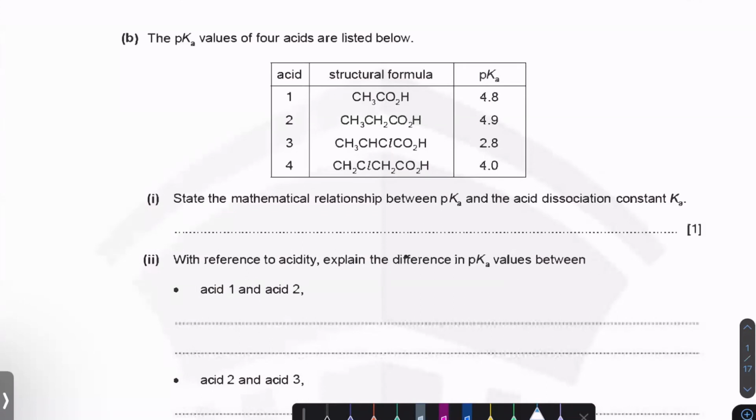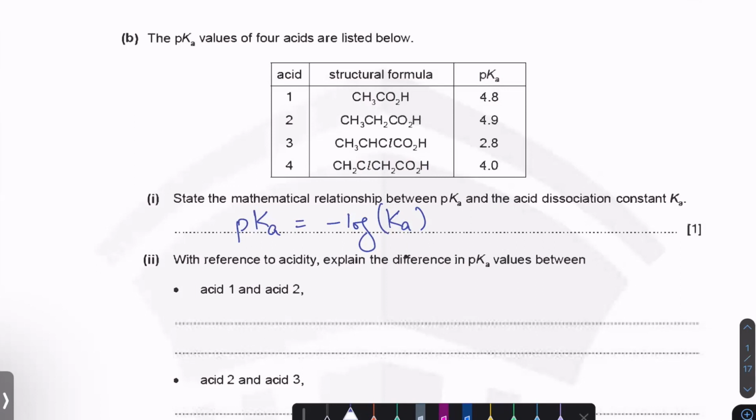So that's again really simple. Wherever you get the P word, that tells you the minus log of that thing. So pKa means minus log of Ka. With reference to acidity, explain the difference in pK value between acid 1 and acid 2. What does that mean?